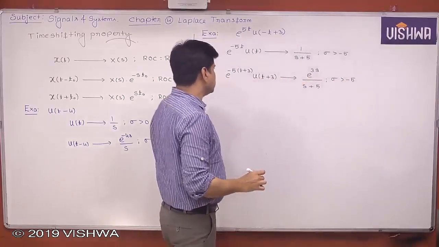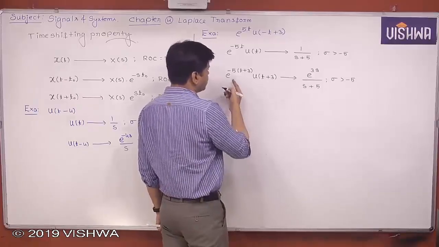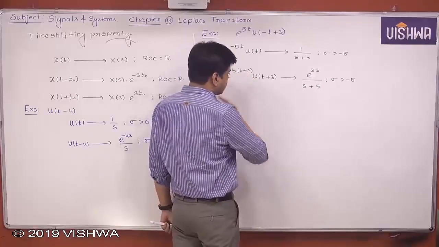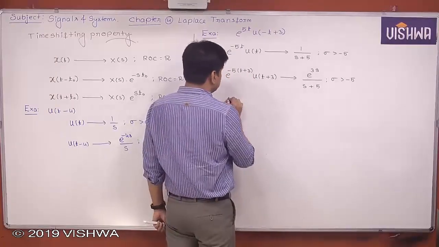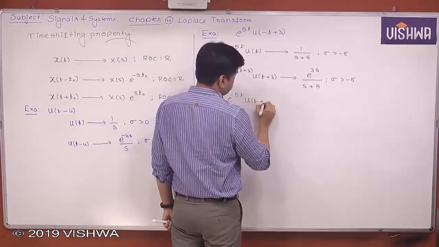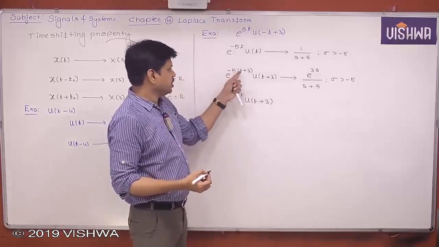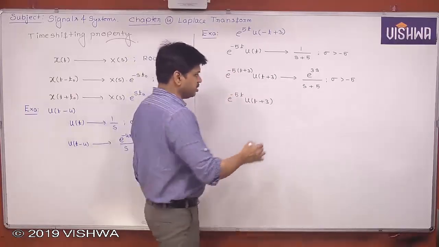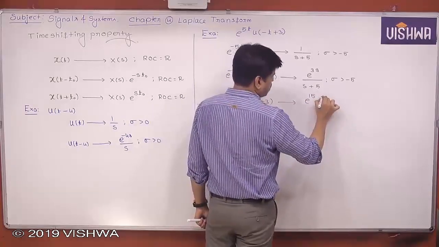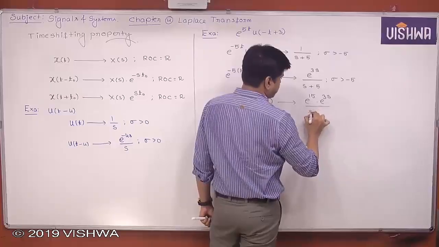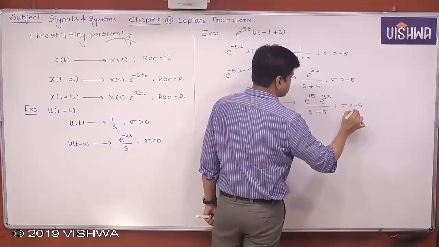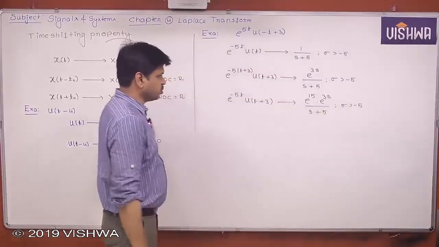But if you observe carefully, there is an extra term. What is that extra term? e^(-5t) into 15, so e^(-15). That e^(-15), bring it here: e^(-5t) u(t+3) has e^(-15) extra, so bring it this side. That is going to be e^(15) into e^(3s)/(s+5). It won't change the ROC because we are simply multiplying with a constant only.